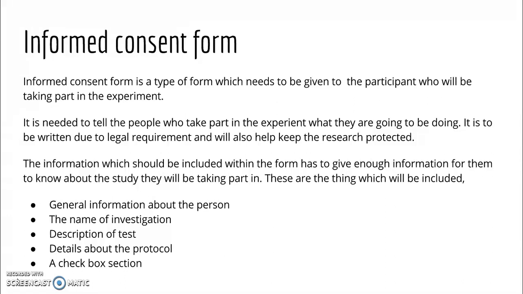Other things which will be included in the informed consent is a statement that says the participant can drop out at any time they want during the experiment or study. Also, another statement which says that any data which is collected from the study will remain confidential. Lastly, a section where the participant and the tester can sign and date.